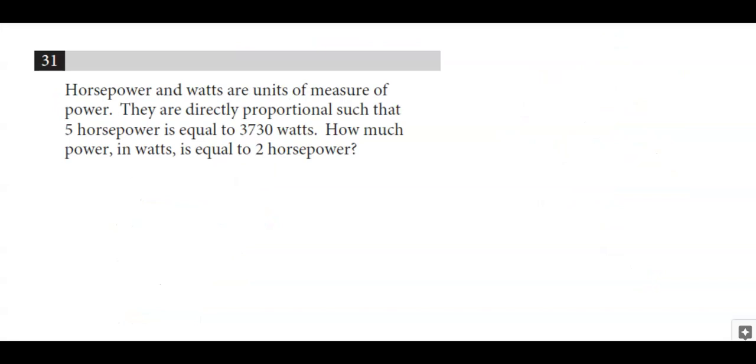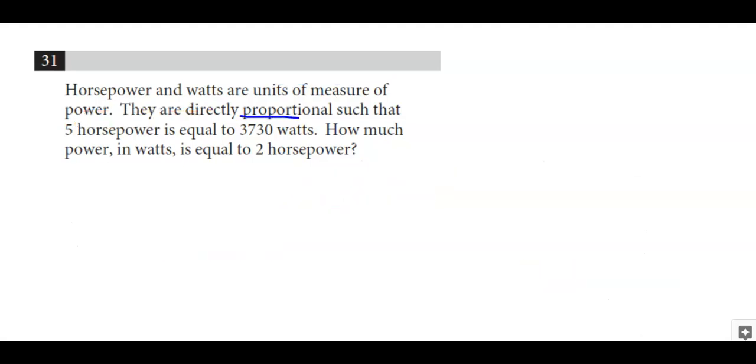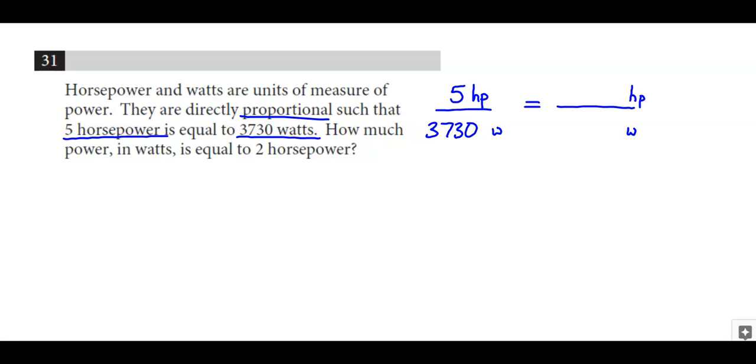All right, number 31. Horsepower and watts are units of measure of power. They are directly proportional, so I'm going to set up a proportion here. 5 horsepower represents 3,730 watts. And when I set up a proportion, I have to make sure that I put horsepower on the top and watts on the bottom. So we need to figure out how much power in watts. We don't know how many watts for 2 horsepower.